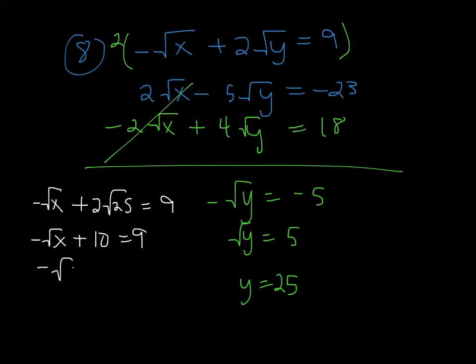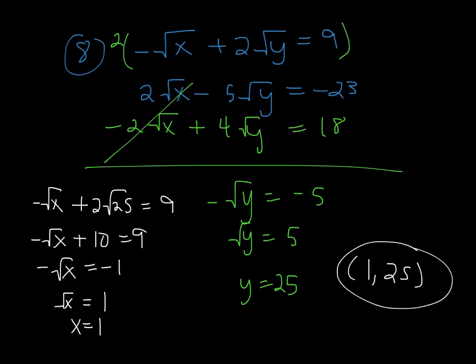Subtract 10 from both sides. Divide by -1. And square both sides. So x equals 1 and y equals 25. That's really all you're doing.